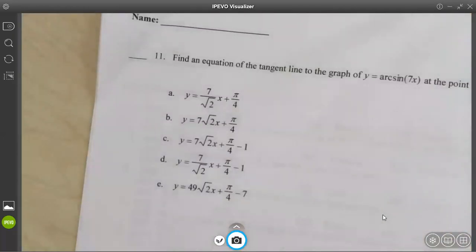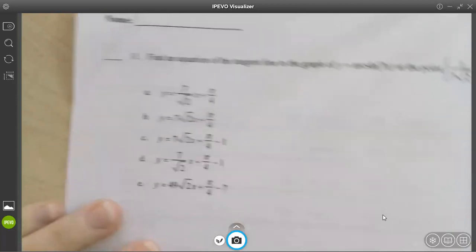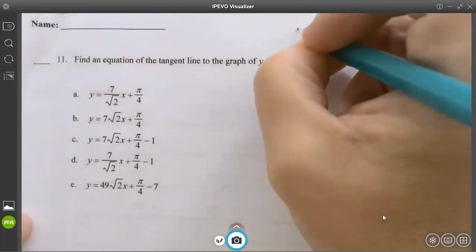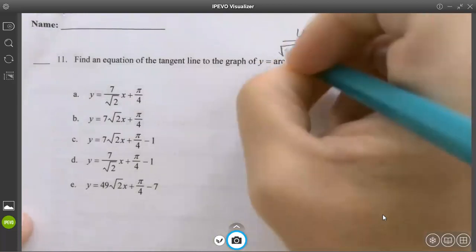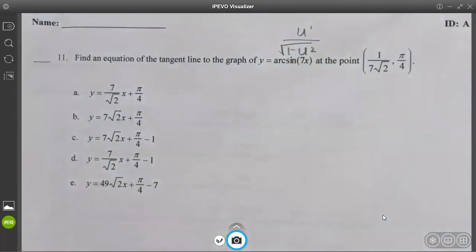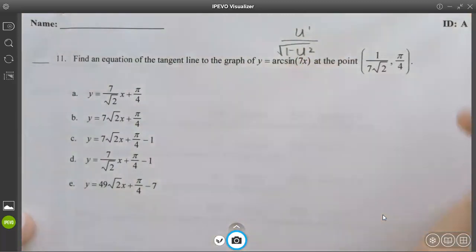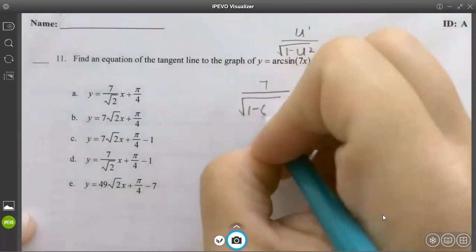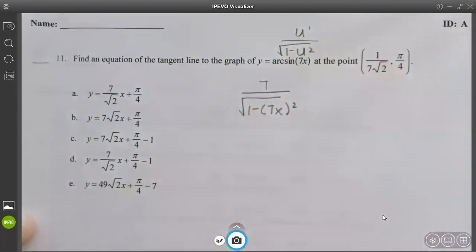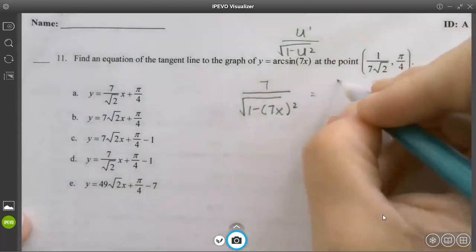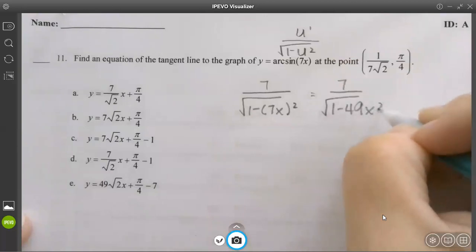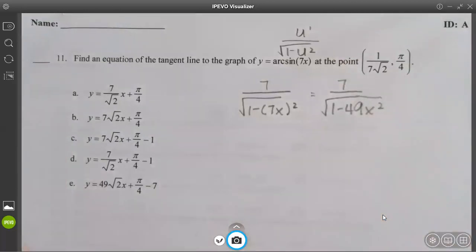All right, number 11. Find the equation of the tangent line to the graph of y equals arc sine 7x at the point 1 over 7 square root of 2. So derivative of arc sine, what did we say that was again? Our u is going to be 7x on this. So what's the derivative of 7x? Square root of 1 minus 7x squared, which is 7 over the square root of 1 minus 49x squared.